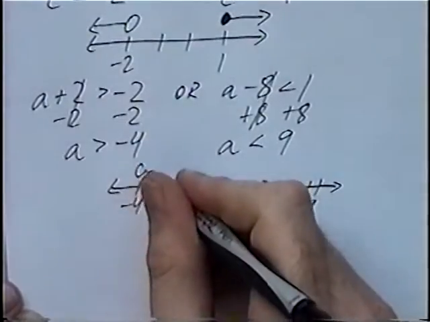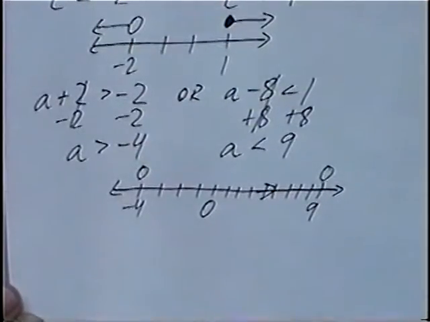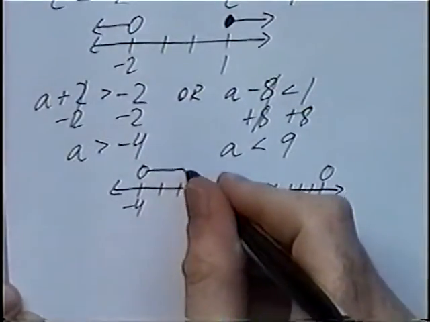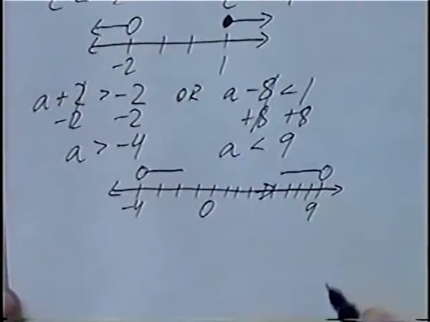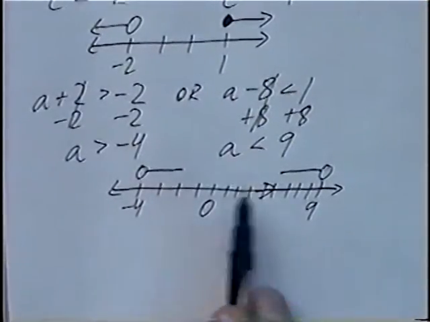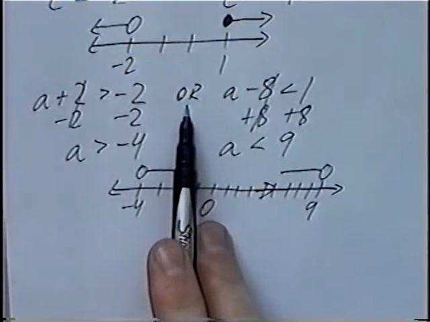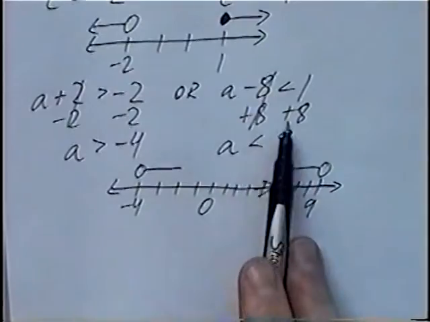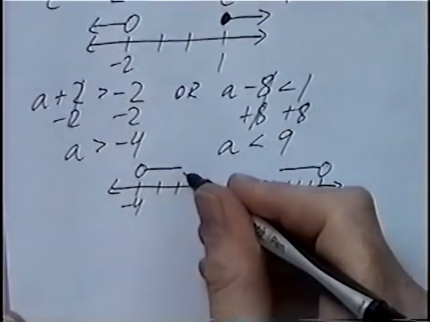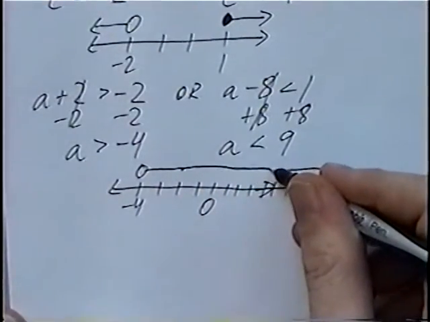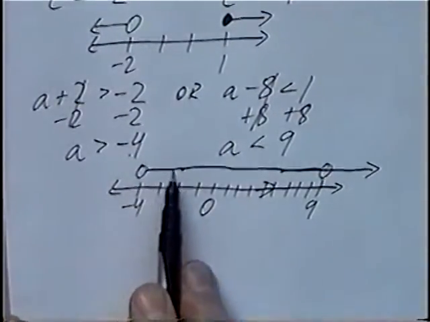Negative 4 would be an open circle. 9 would also be an open circle. A is greater than negative 4, which means it'll go to the right. And a is less than 9, which means it goes to the left. On this question, both the points point towards each other. The word in the expression at the beginning was or, which means the answer could be either this one or that one. So it could be the numbers that are greater than negative 4. All the numbers greater than negative 4 are all to the right, going up to 9 and continuing past 9.